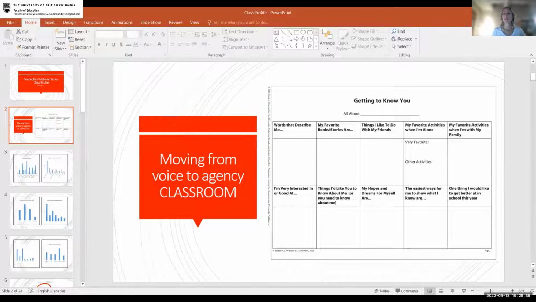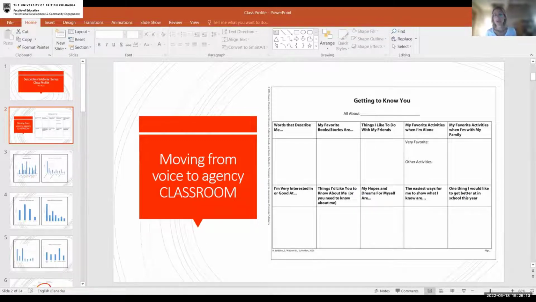So here, moving from voice to agency is kind of how I see it. We talk a lot about student voice in classrooms, in schools, in our district. And I like to think about moving from voice to agency, which means students become agents in learning and change when they actually see themselves in decisions that are being made. That's how we move from voice to agency. And so the class profile is a great way to make that happen. So again, like Leighton said, some of the ways that we gather that information is we ask students questions.